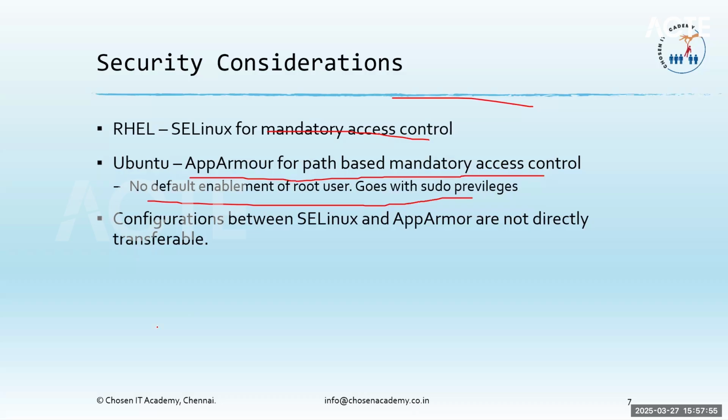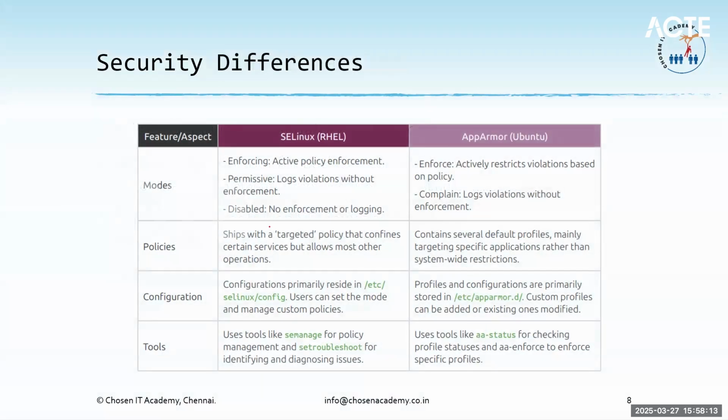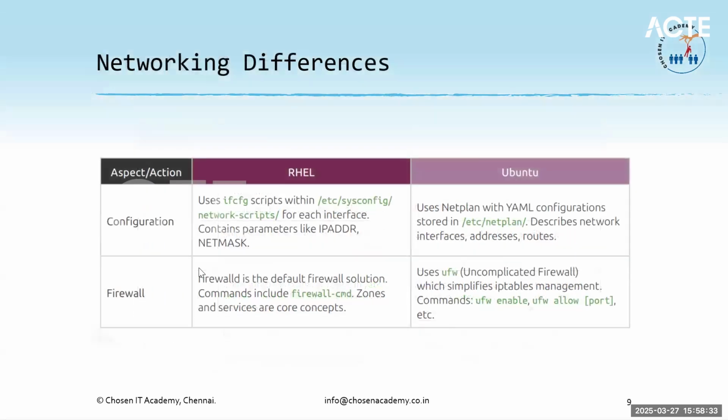So while we are migrating, in case some application is dependent on SELinux, we may have to carefully consider the SELinux-specific configurations when we migrate to Ubuntu, because they are not directly transferable. So this is about SELinux and AppArmor. There are 3 modes here, whereas 2 modes in Ubuntu, and the policy configuration tools are different between both of these.